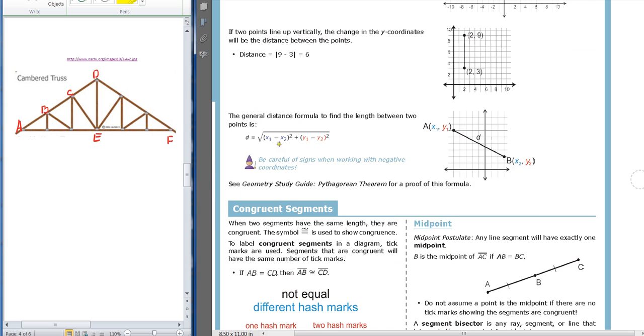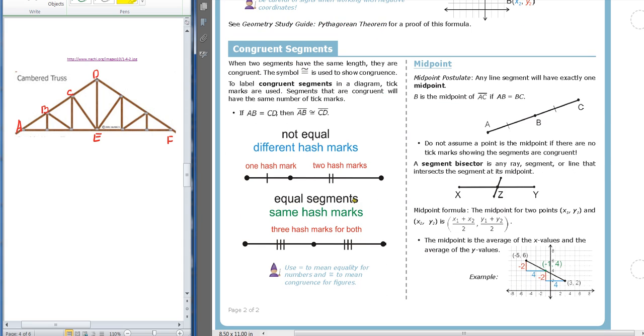Okay, it goes on to say this formula here. We have the general distance formula to find the length between 2 points. We have x1, y1, x2, y2. We subtract those two. This should really look familiar, almost like finding the slope of the line. So we have the square root of x1 minus x2 squared plus y1 minus y2 squared, and we take the square root. Be extremely careful when working with negative coordinates. That means when you have a negative, when you're squaring it, make sure it's in parentheses when you use your calculator. We'll be working with the same formula when we look at the Pythagorean theorem.